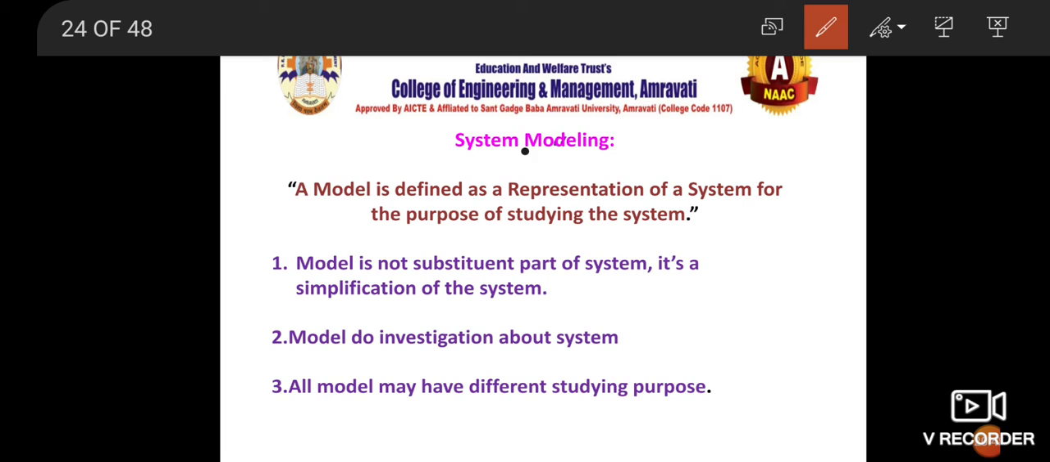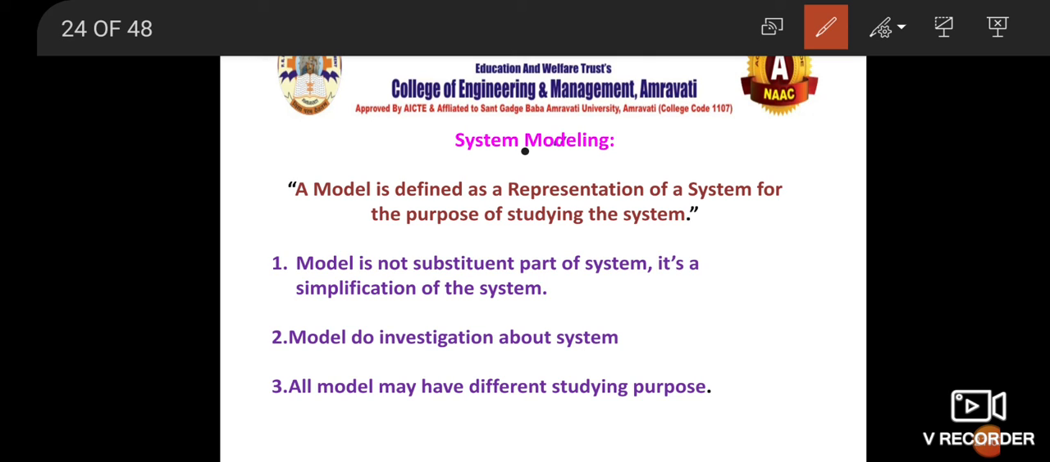And the most important part is that you have to actually implement it somewhere. So that is very much important. Before actually doing something, you want to study it and then you have to implement it. So that could be one of the reasons. So a model is defined as a representation of a system for the purpose of studying the system. So why this model? It is for all of the reasons stated above.